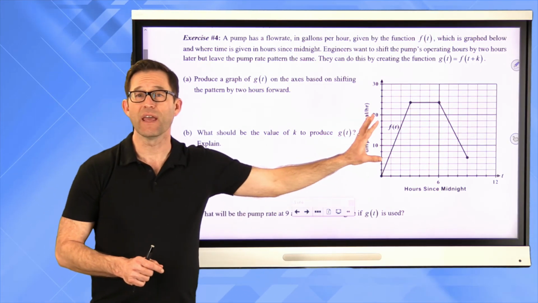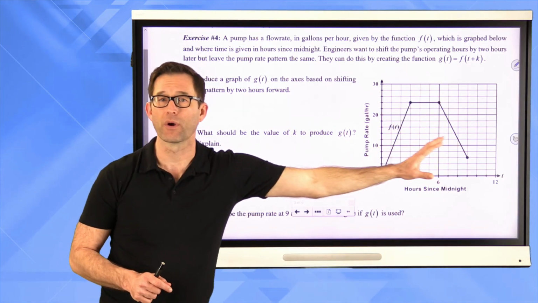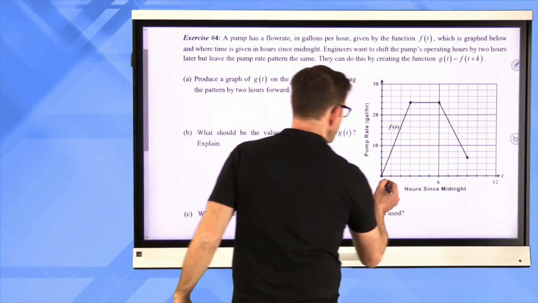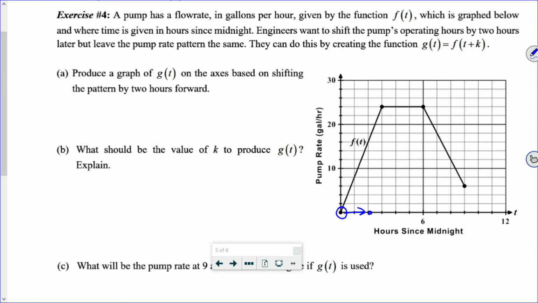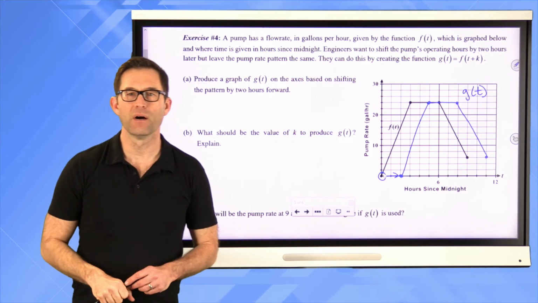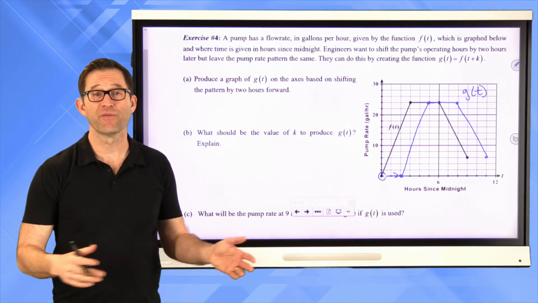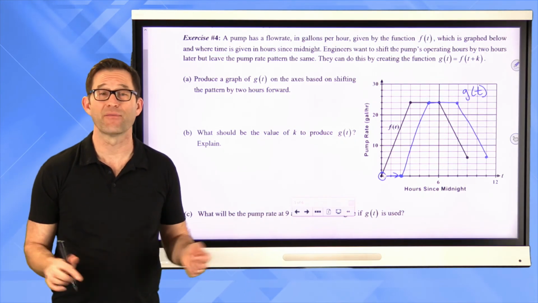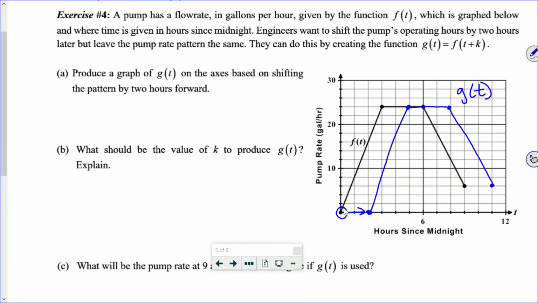All I want to do is take this thing and move it 2 hours forward. So I simply take all my primary points, this one, and I'll move it 2 hours forward. This one, I'll move it 2 hours forward. This one, move it 2 hours forward. And this one, move it 2 hours forward. And this now must be my function g of t. All right, easy enough, right? I mean, if they say shift the graph 2 hours to the right, I should shift the graph 2 hours to the right. Now, letter B, what should be the value of k to produce g of t?